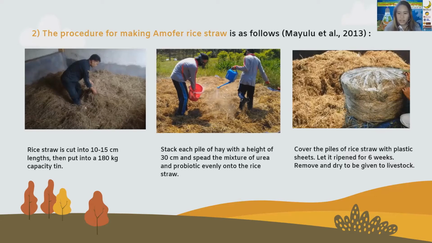Next, the pile of rice straw is covered in a plastic sheet and weighted on top. And the rice straw is ripened for 6 weeks by fermenting it in anaerobic condition. Last, the rice straw is removed and dried to be given to livestock.